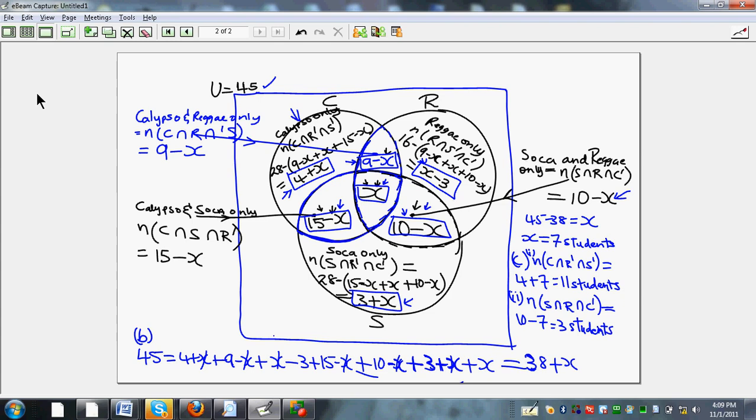So your answers would be, first of all, the Venn diagram. Right, that'll be part A. Part B, your answer worked out to be 7 students. This was the answer here. And part C, you had 2 answers. One was 11 students, and the other one was 3 students.